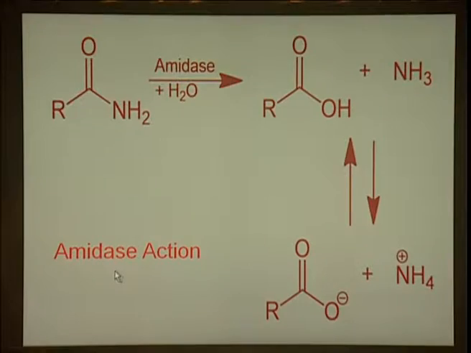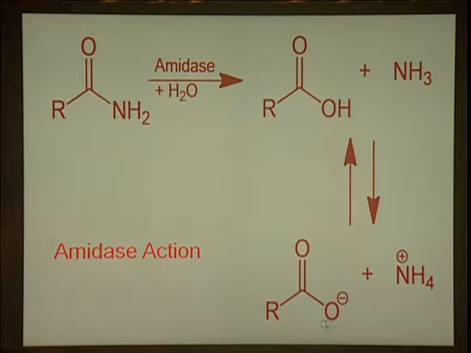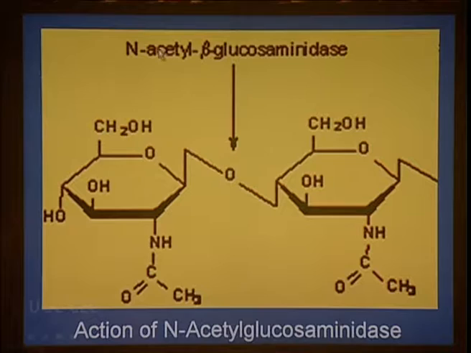Now, coming to the last step of bacterial cell wall degradation, where the bacteria itself is degrading the different components. One important step is the action of amidase. The bacterial cell wall may have amides, and these amides are acted upon by amidase, which will generate the amino acid, and the extra amino group will be released. In the same way, there is N-acetyl glucosaminidase, produced by the bacteria, which acts upon the glycoside linkage, breaking the sugar unit and disintegrating the bacterial cell wall.